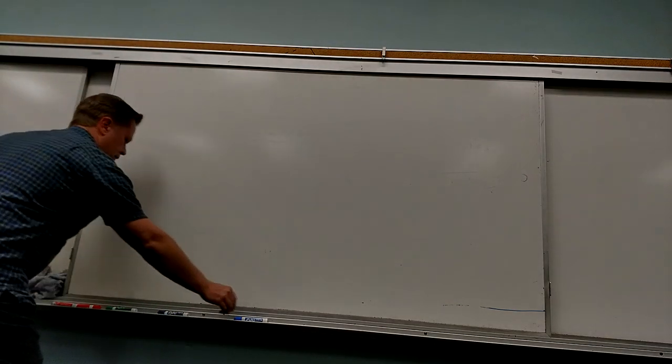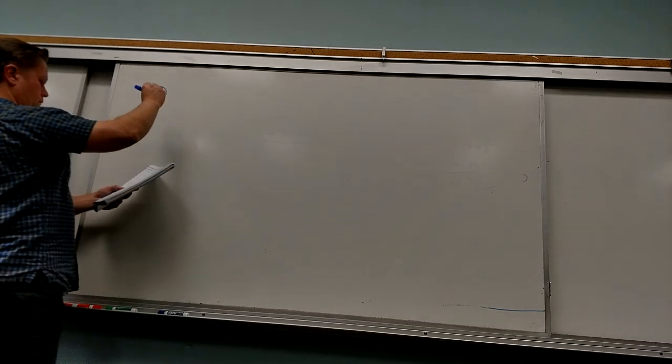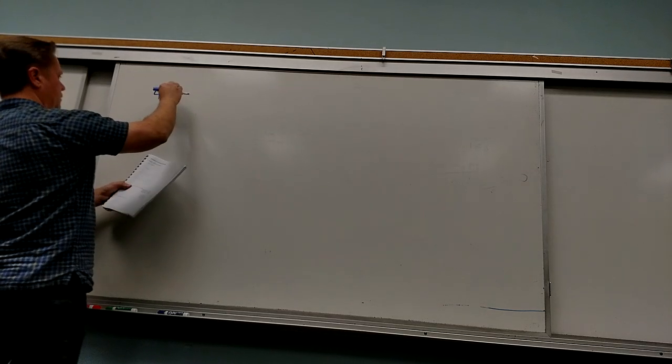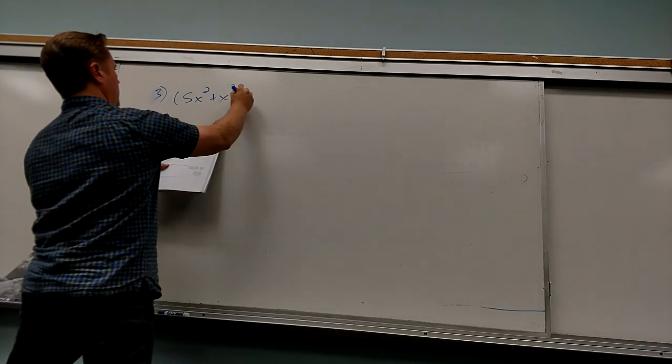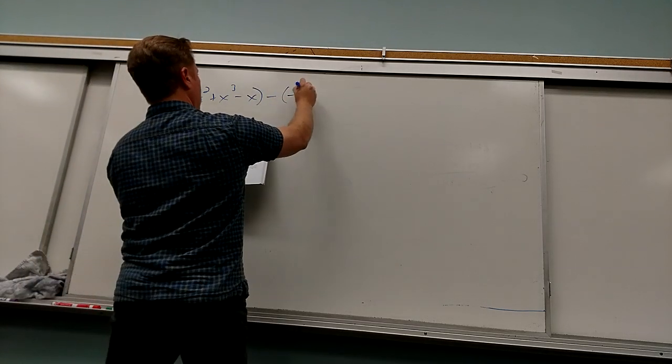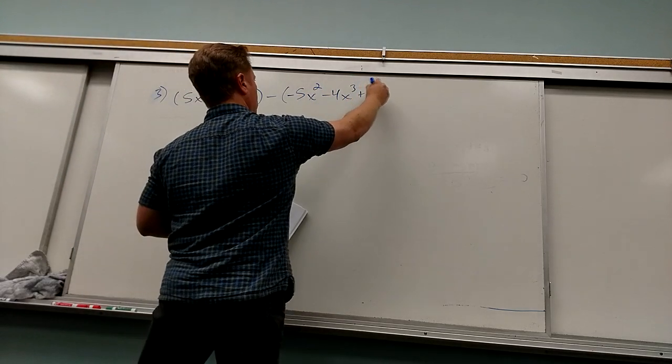Section 5.4 is the part that we've done before. It just wants to put them in the context of polynomials. So we're going to add and subtract polynomials, which is really just a review of like terms. So look at number 3. This says 5x squared plus x cubed minus x minus (negative 5x squared minus 4x cubed plus 3x).